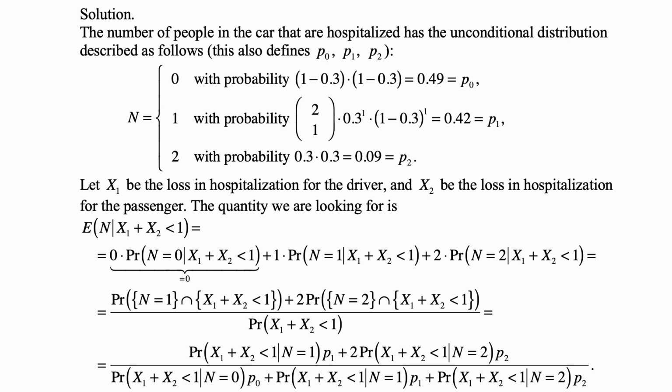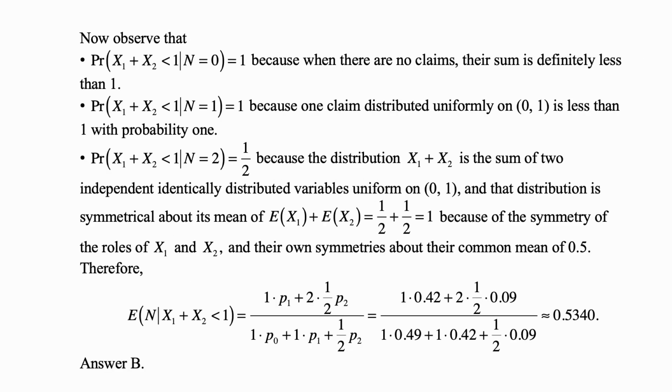We'll leave the top as is, and the bottom we write as probability that x1 plus x2 is less than 1, given that n is 0 times p0, plus probability that x1 plus x2 is less than 1, given that n is 1 times p1, plus probability that x1 plus x2 is less than 1, given that n is 2 times p2. Now observe this: the probability that x1 plus x2 is less than 1, given that n is 0, is 1 because there are no claims, so their sum is definitely less than 1.